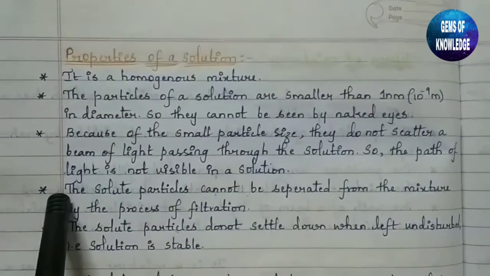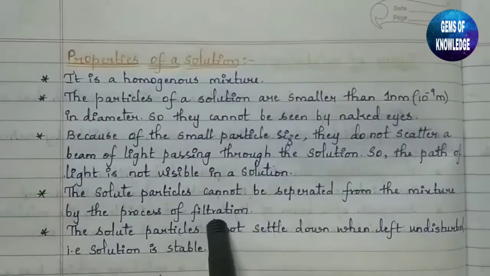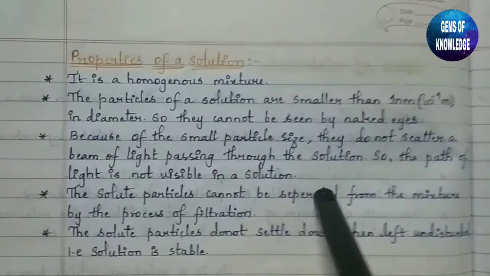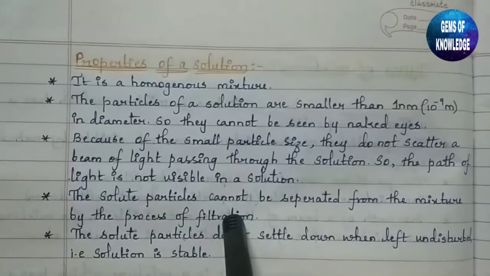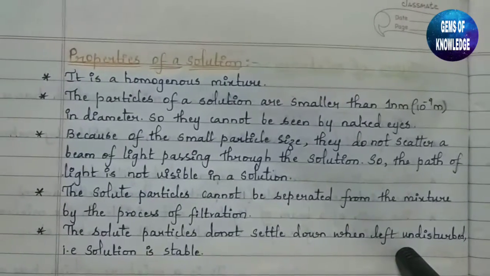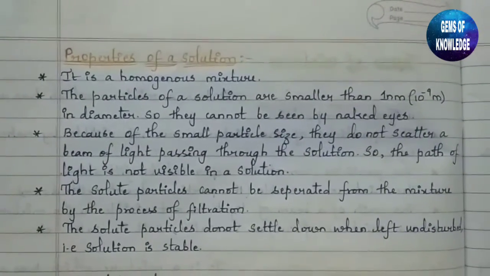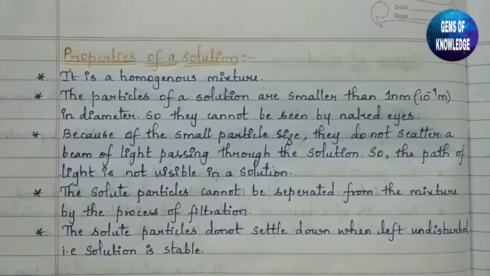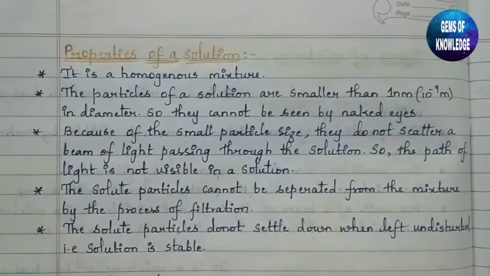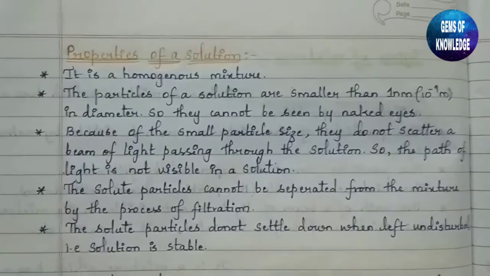Then the solute particles cannot be separated from the mixture by the process of filtration. So here the solute particles cannot be separated with the help of filtration. Then the solute particles do not settle down when left undisturbed, so we can say that the solution is stable. If we leave the solution undisturbed, it is not going to settle down, so the solution will be stable.